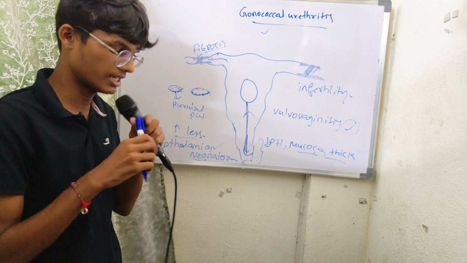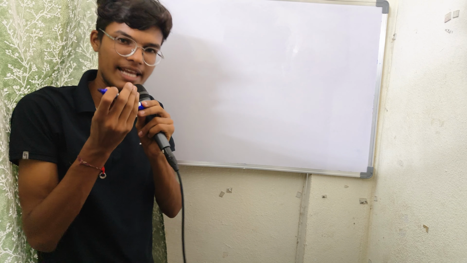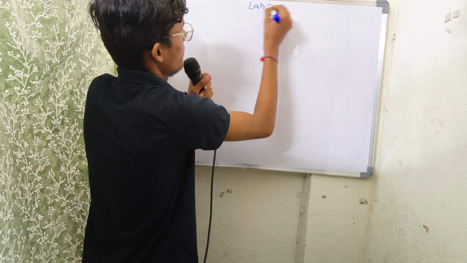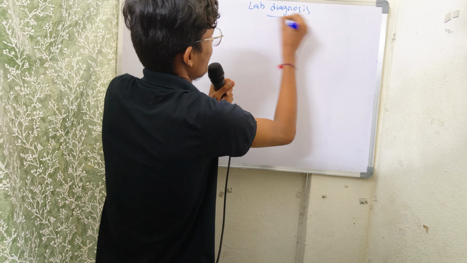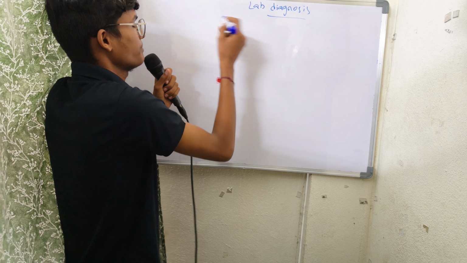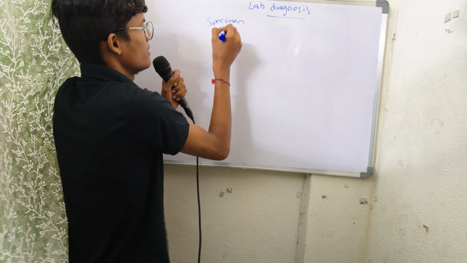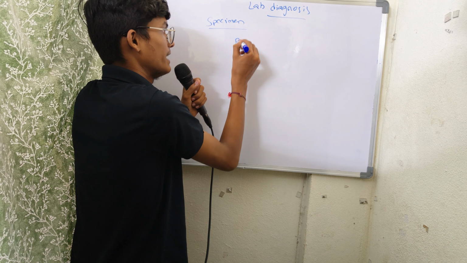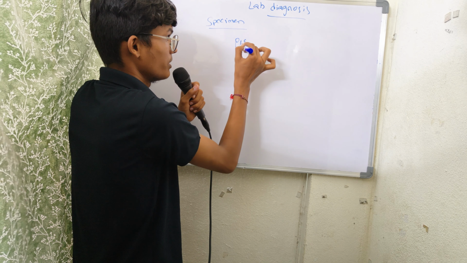Okay, these are all the conditions which might happen. Now we are going to discuss the lab diagnosis. Okay, now let's make this also very simple. First one is specimen collection. What specimen can we take? We can take the pus which is coming out from the urethra.